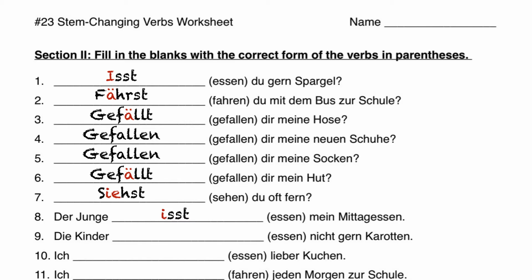Die Kinder something nicht gern Karotten. The children do not like to eat carrots. In this case we have the children, which is plural, so we use essen. Die Kinder essen nicht gern Karotten. Nummer 10. Ich, blank, lieber Kuchen. I prefer to eat cake. Ich esse lieber Kuchen. I prefer to eat cake.